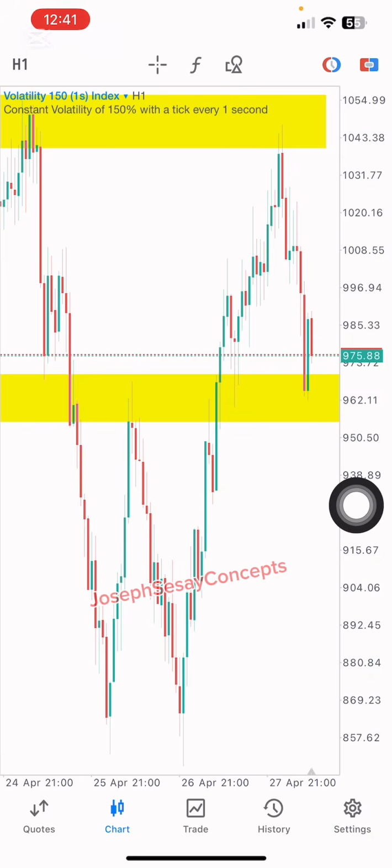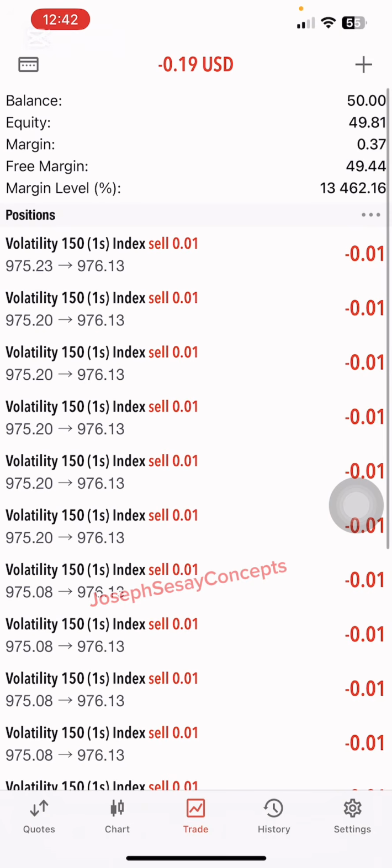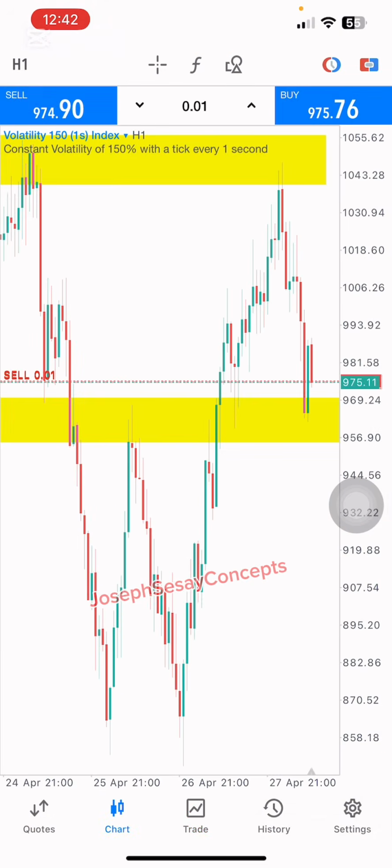All right, so price has to appear. What you want to do now is to scalp. The smallest lot size for this particular pair is 0.01. So let's just be selling. So we have entered for a sell. Okay, we have entered for a sell. We are expecting this to sell.